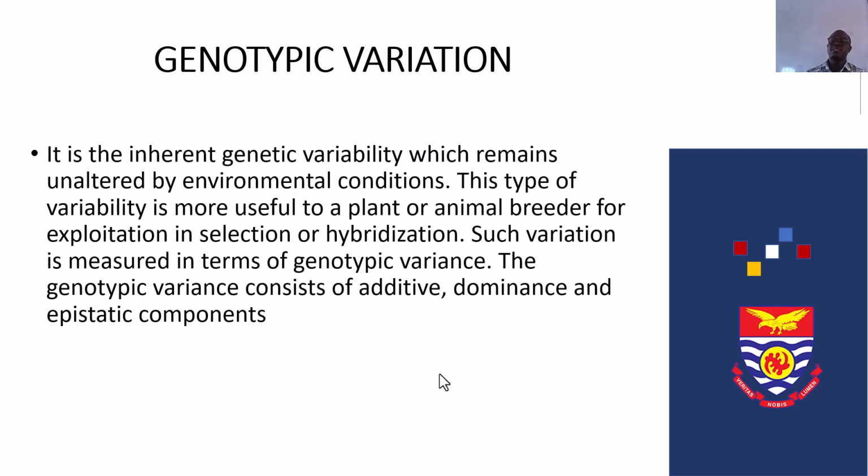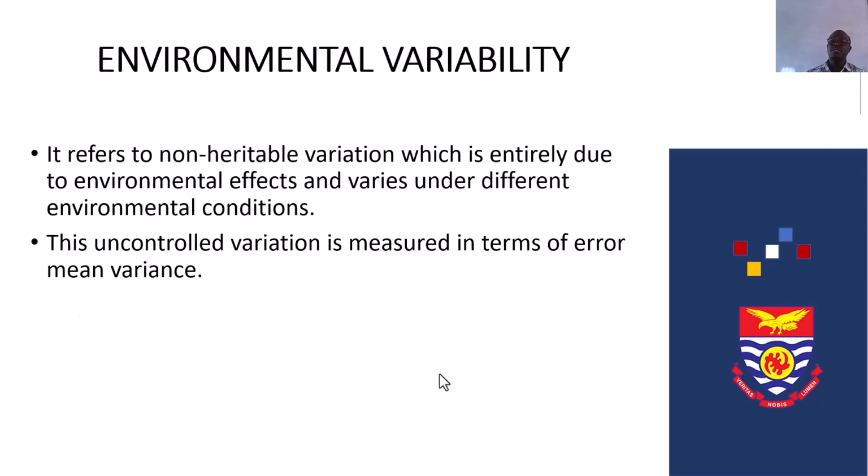Genotypic variation is the inherent genetic variability which remains unaltered by environmental conditions. This type of variability is more useful to a plant or animal breeder for exploitation in selection or hybridization. Such variation is measured in terms of genotypic variance. The genotypic variance consists of additive, dominance, and epistatic components.